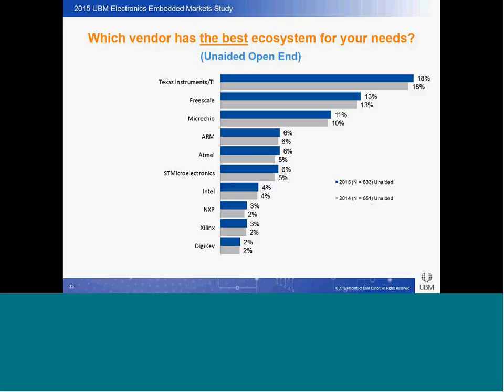So, which organizations have the better ecosystem? Well, since the respondents are from the U.S., a lot of people like the tools available from Texas Instruments, Freescale, which used to be Motorola, Microchip, another Atmel company, ARM, and then you get into other organizations. Interesting. I didn't even know that DigiKey had an ecosystem for developing embedded systems.